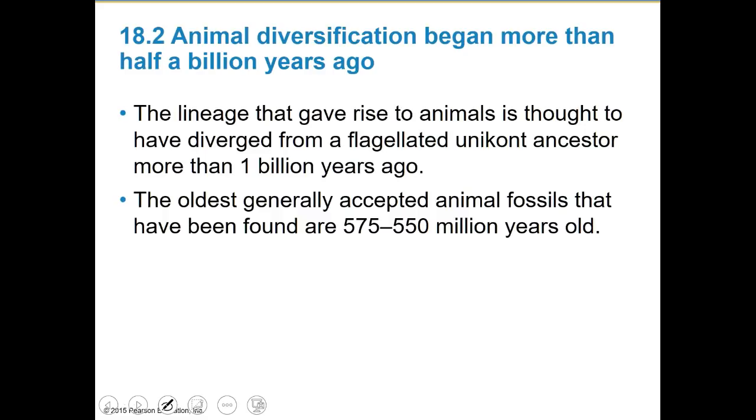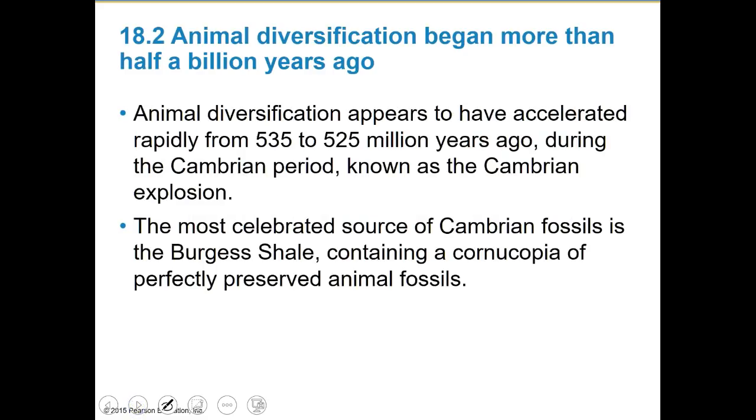Not a good look. So the lineage that gave rise to animals is thought to have diverged from a flagellated unikont, one of our protists from back in the day, about a billion years ago. The oldest generally accepted fossils that have been found are about 575 to 550 million years old. Just to show you there's some diversification, but it is related to that protist that we talked about. Kind of our animal relatives there. The old relatives to animals is that protist, the unikont.